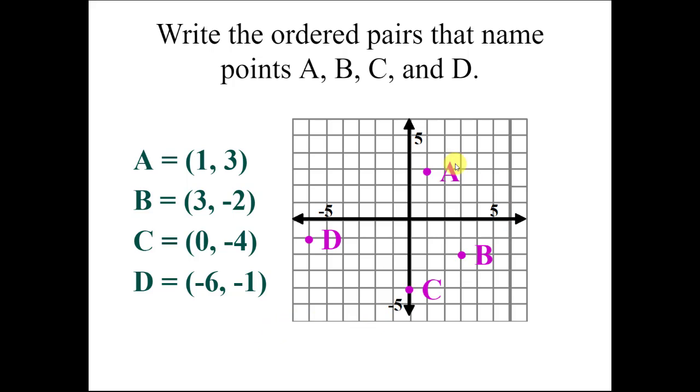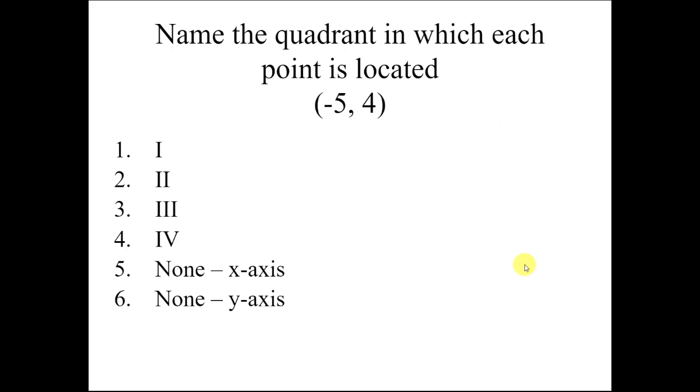Okay, so we've already gone through these. This should be pretty easy review for you. Again, I want to emphasize that we're mostly going to be working on the ordered pairs that are in quadrant 1. Okay, now this one just asks you which quadrant each point is located, and this one has a -5, 4. So you're going to think which quadrant are you going to go over in the negative on the X and up on the Y, and that would be quadrant 2.